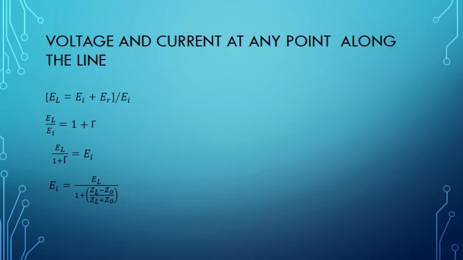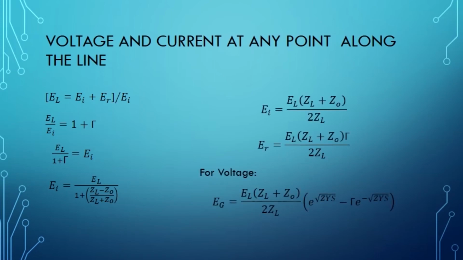Okay, so let's start. EL is equal to EI plus ER, as you remember earlier. So if we relate it to 1 plus the coefficient of reflection, then continuing to derive the equations, we get that EG is equal to EL times (ZL plus ZO) over 2ZL, times the quantity of e raised to the square root of ZOS minus the coefficient of reflection times e raised to negative square root of ZOS.